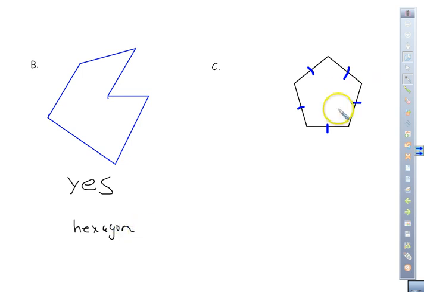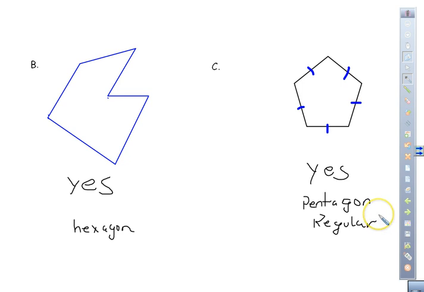Okay. This particular figure is another yes, it is a polygon. And it has 1, 2, 3, 4, 5 sides. Therefore, it is a pentagon. And they also want to know, is it regular? And the answer to this is yes, it is regular. So it's a regular pentagon because all the sides are congruent and all the angles are also congruent. Okay.